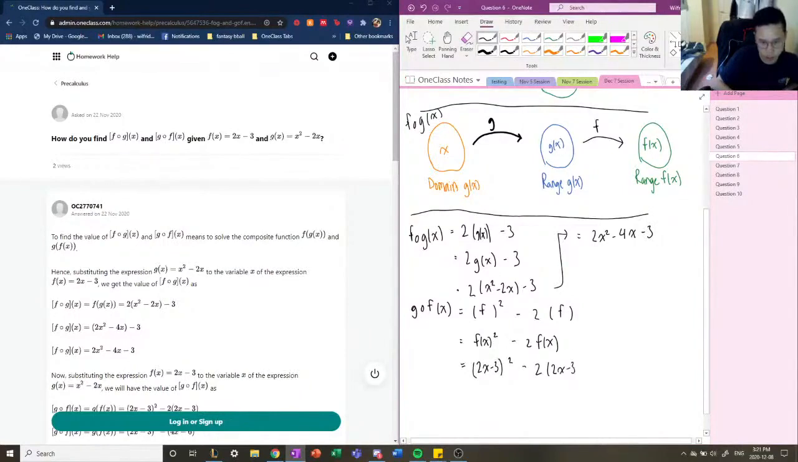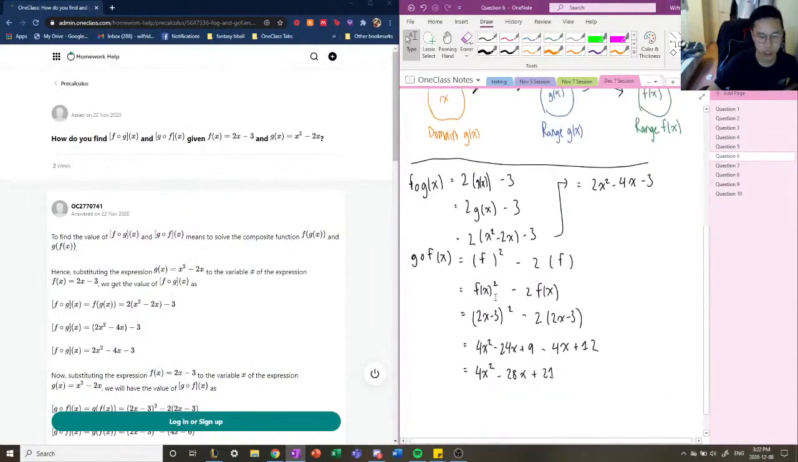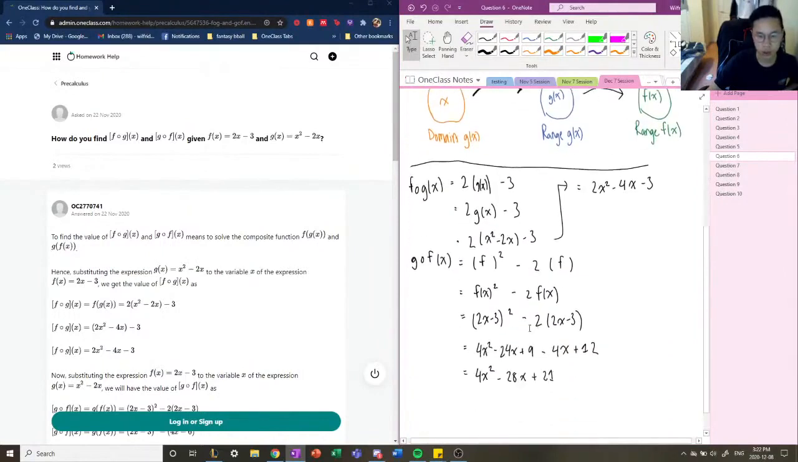If we were to sub that in together, we get 2x minus 3 squared minus 2 times 2x minus 3. If we were to expand this first term, we would get 4x squared minus 24x plus 9. And we'll expand this and we get minus 4x plus 12. And if we were to simplify, we get 4x squared minus 28x plus 21. Cool. So we also got a quadratic function here. So these are the two compositional functions, and they have their own domains and ranges.